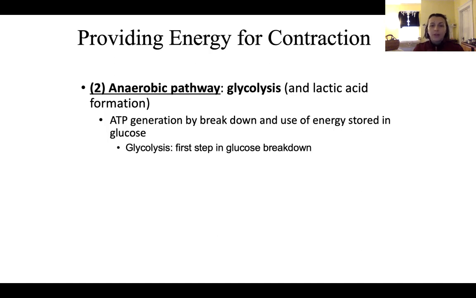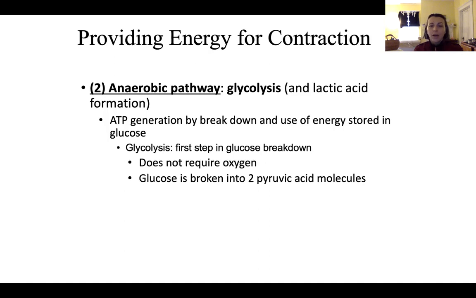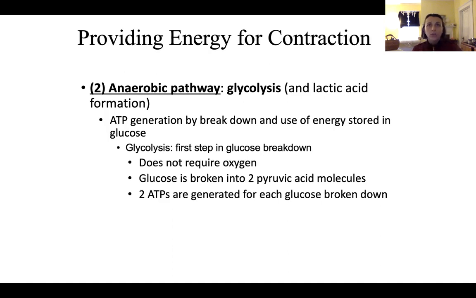So first step is glucose breakdown. It doesn't require oxygen to do this. And you get two molecules of pyruvic acid. You also get two molecules of ATP. So when we did step one with the creatine phosphate, it was 1 molecule of ATP per 1 molecule of creatine phosphate. Here, when glucose is broken down, we're getting 2 molecules of ATP.